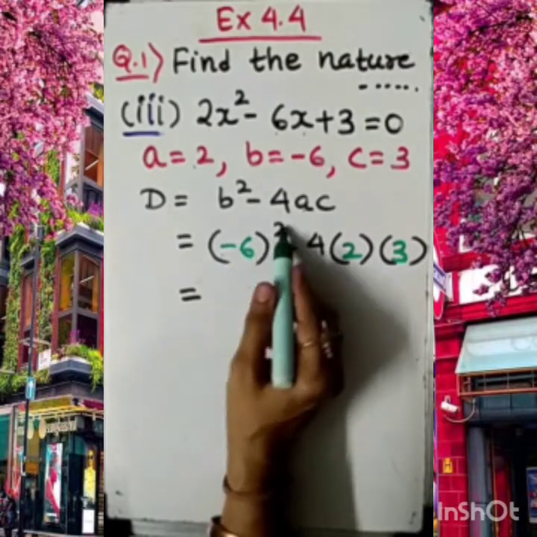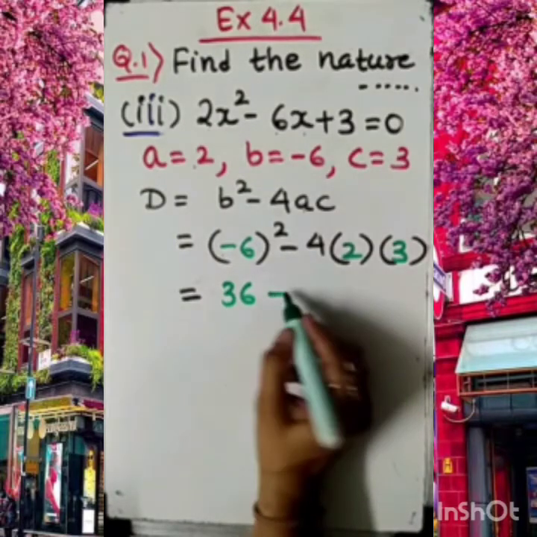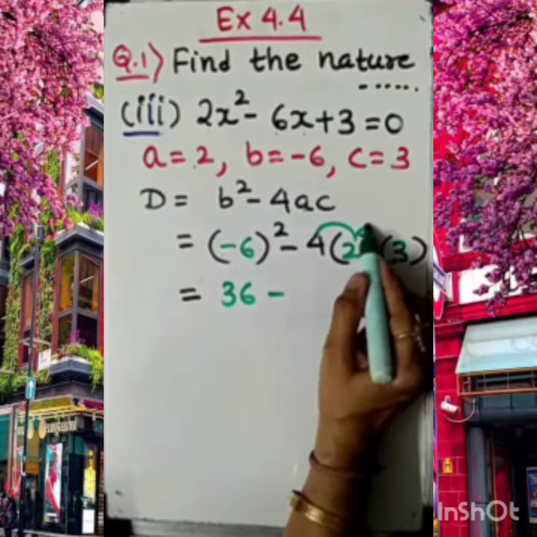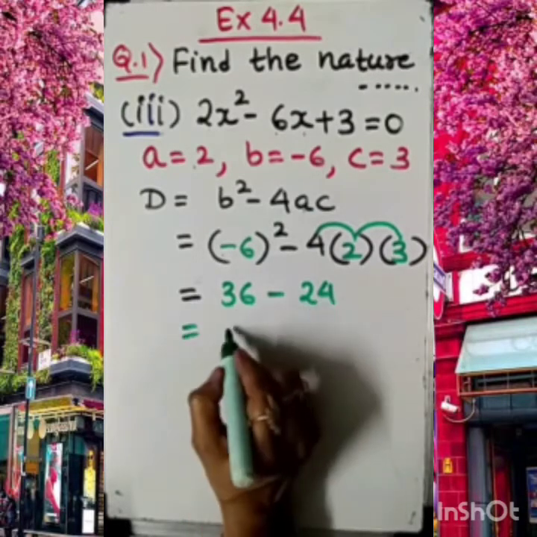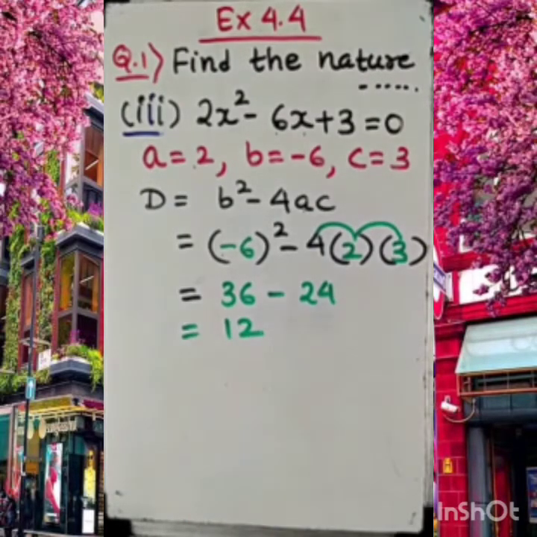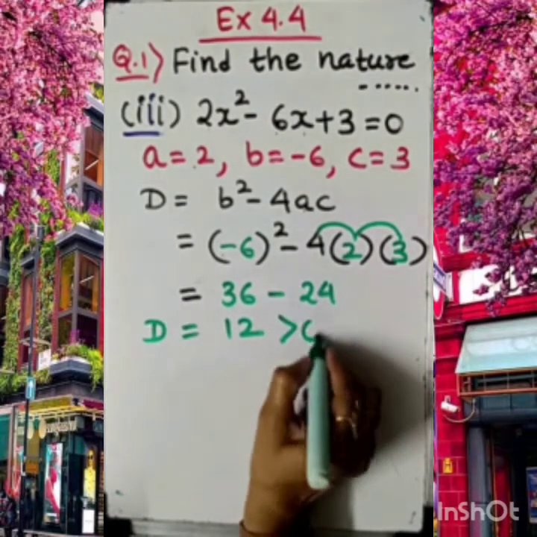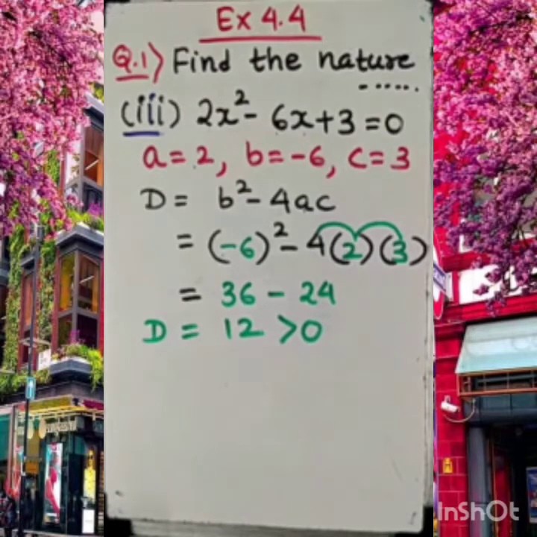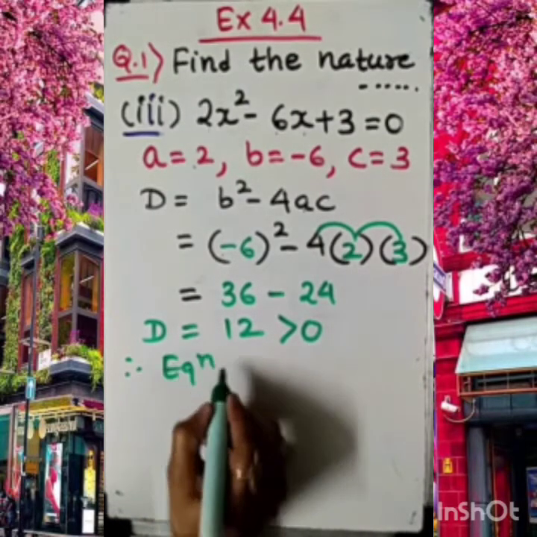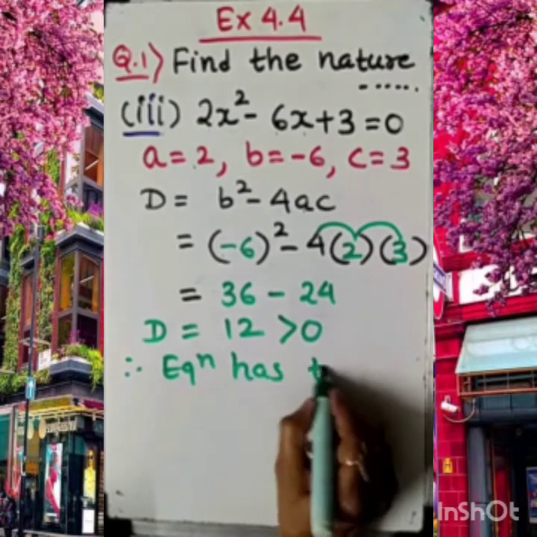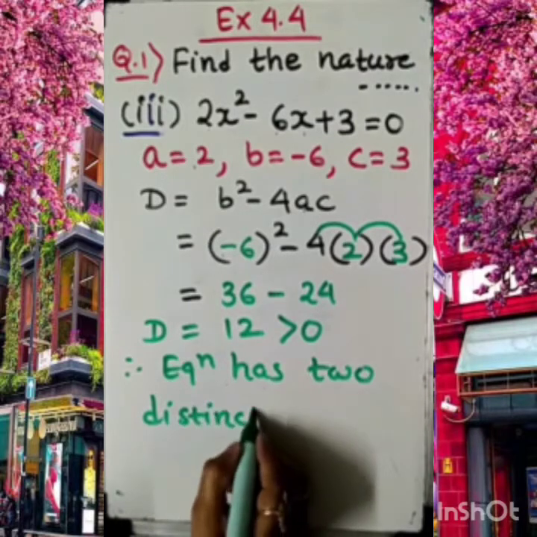Square of a negative number is also positive. Square of 6 is 36, minus 4 2s are 8, 8 3s are 24. So 36 minus 24 gives the result 12. Here D is coming greater than 0. If D is greater than 0, then of course we can say the equation has two distinct roots. Two distinct roots.